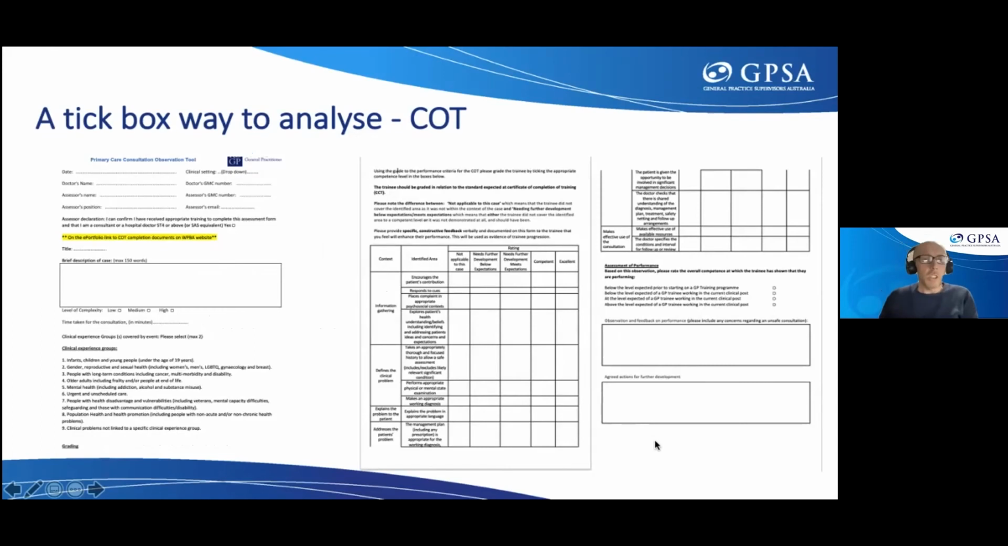So I mentioned earlier the tool that I was beholden to in the UK, which was the Consultation Observation Tool, or COT, not completion of training. And this is where it's gone to recently, and you could still potentially use it. If you just search RCGP COT tool, this will take you there. And I think this goes through the similar phases of the consultation.